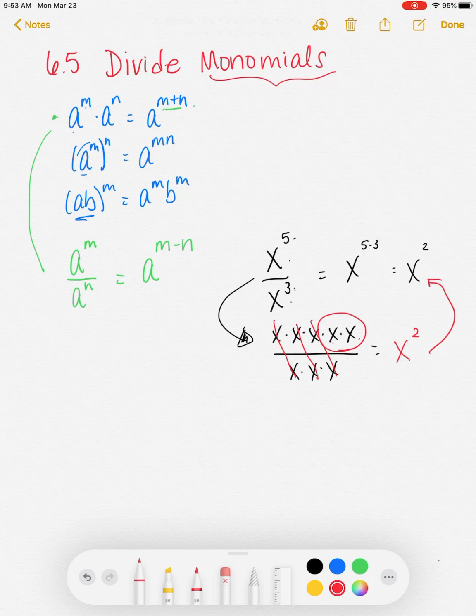Alright, so we need to try a couple examples. Let's say we had x to the 22nd divided by x to the 18th. Clearly, I don't want to write out 22 x's. That's why the property is so important. Since my bases are the same, all I have to do is subtract my exponents. That's x to the 22 minus 18, which is 4. X to the 4th. It's that easy.